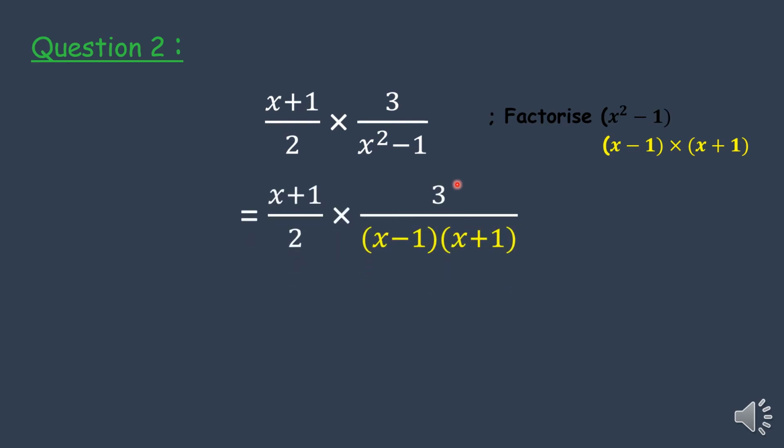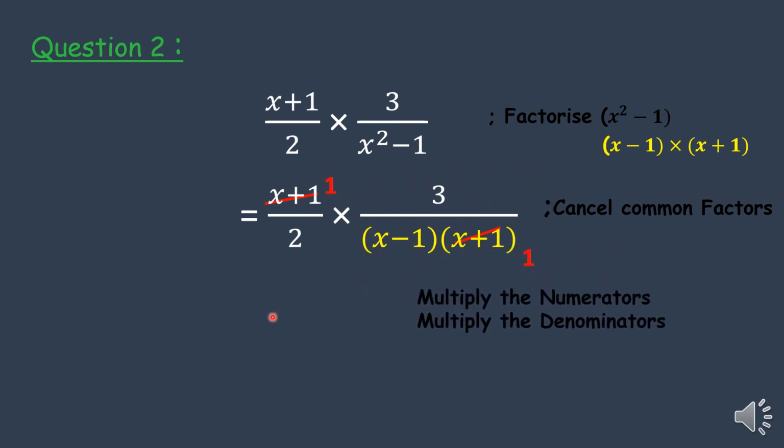So we'll rewrite the same expression with two factors, and there you see x plus 1 is a common factor. Which means you can cancel off these two, and then we'll apply step 2: multiply the numerators, 1 times 3, and the denominators separately, 2 times x minus 1. So here the answer we get is 3 over 2 times x minus 1. It's very simple.